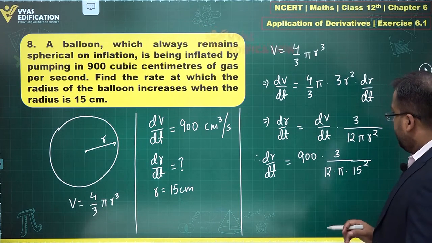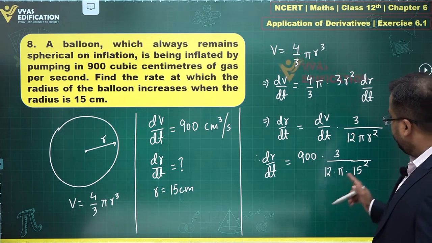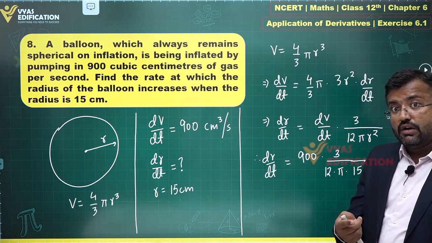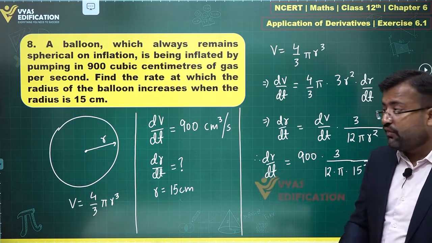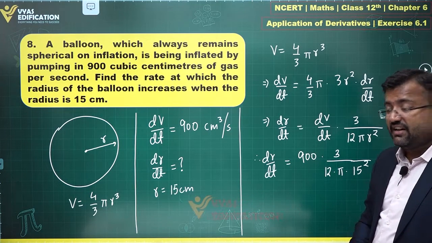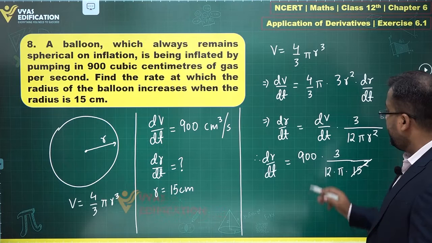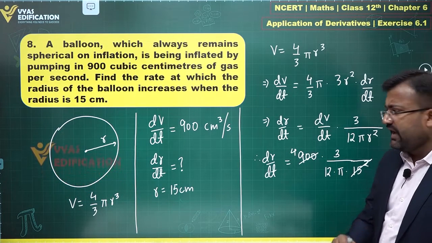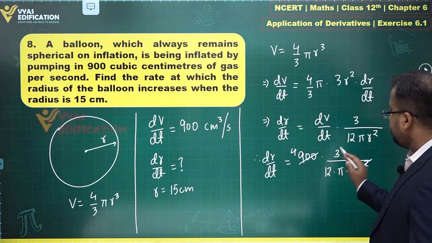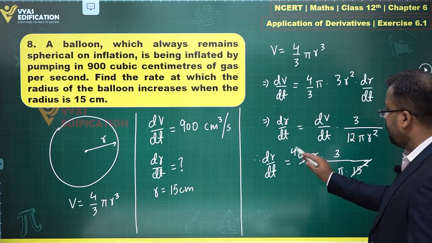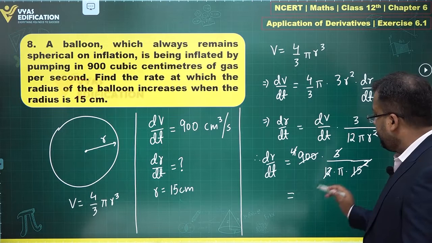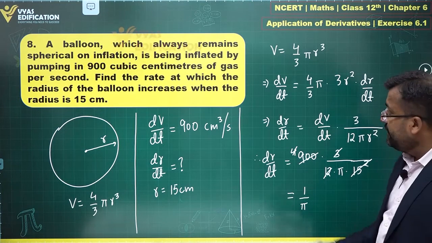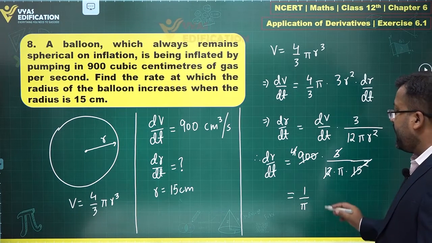Yes. And do you observe that 15 square is 225, and 225 times 4 is what? This is equal to 900, right? So 15 square, 225, times 4 is 900. So 900 for 900. And 4 times 3 is 12 upon 12. This will also get cancelled and what will remain is 1 upon pi. This is what will remain, right? dr by dt is 1 upon pi.